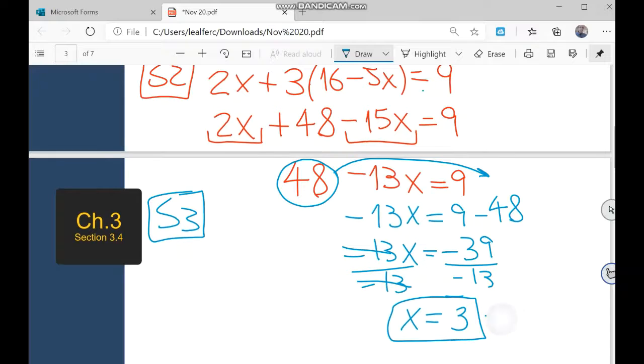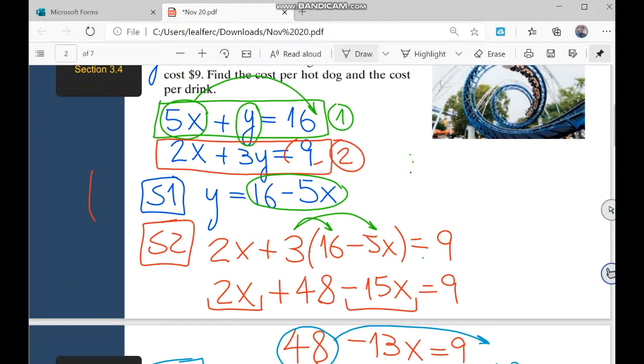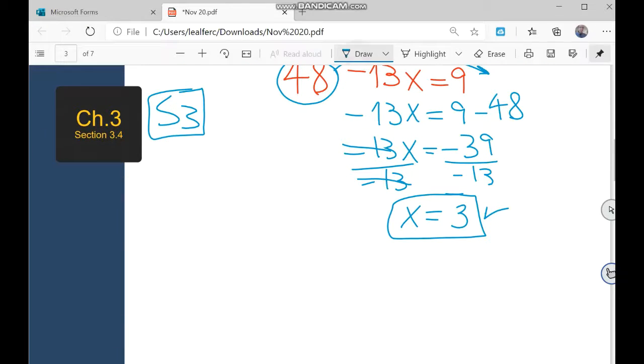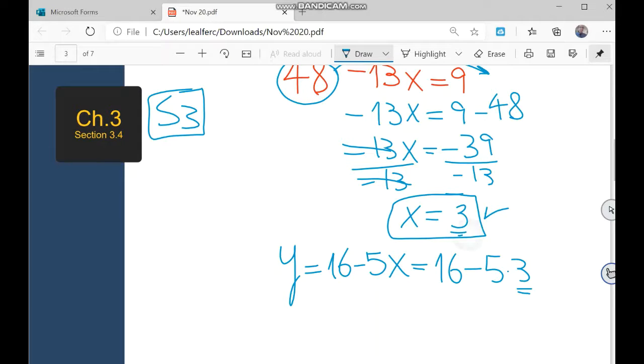Now we will plug this value, x equals 3, into the equation of step number 1. The equation of step number 1 is this. Let's bring it to the bottom: y equals 16 minus 5x, okay? And 16 minus 5x, 5 times 3, plug in here 3, right? 16 minus 5 times 3, 5 times 3 is 15, 16 minus 15 is 1. That means y equals 1.